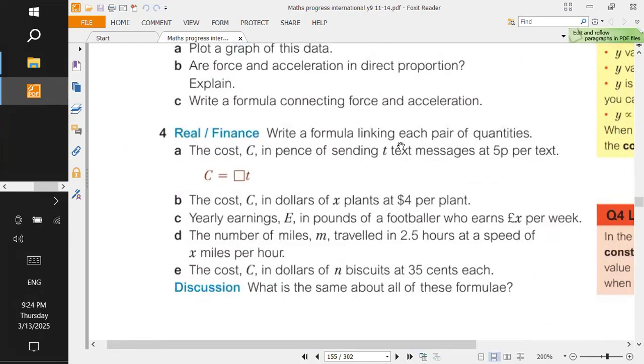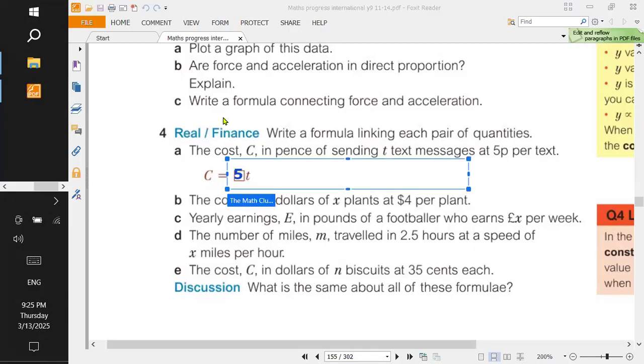Write a formula linking each pair of quantities. The cost C in pence of sending T text messages at 5 pence per text. This means that each text costs 5 pence, and the cost is multiplying the 5 pence by the T, which is the text message. So how do you write the formula? You write it like this: C equals 5T. Same idea with all of them. You just write a formula like this using the K, and the K here is 5, which is the constant of proportionality.